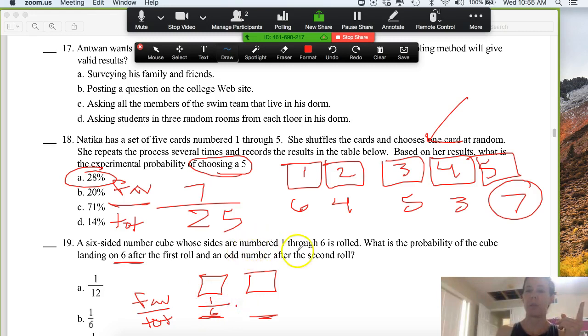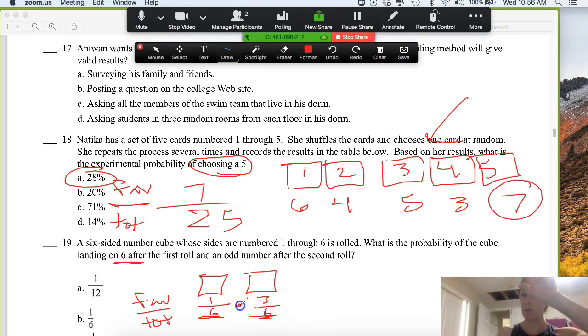Now the second time she wants an odd number. There are still 6 choices, right? But how many odd numbers are there on the cube? There's 1, 3, and 5. There's 3 odd numbers, 1, 3, and 5. So the second thing is 3 out of 6.